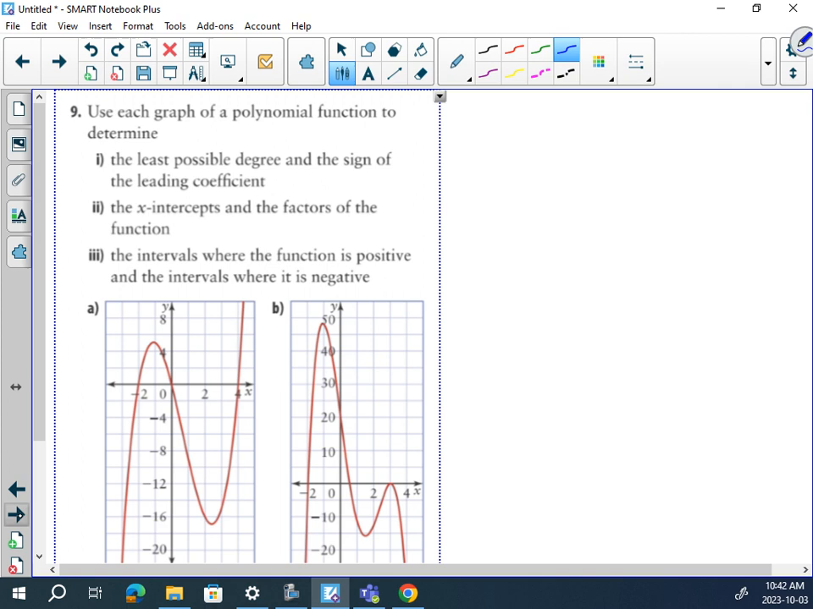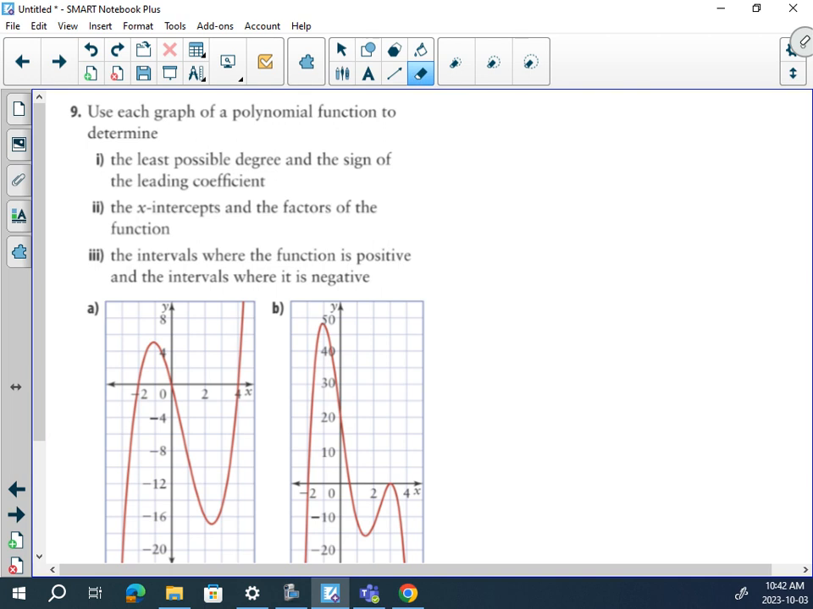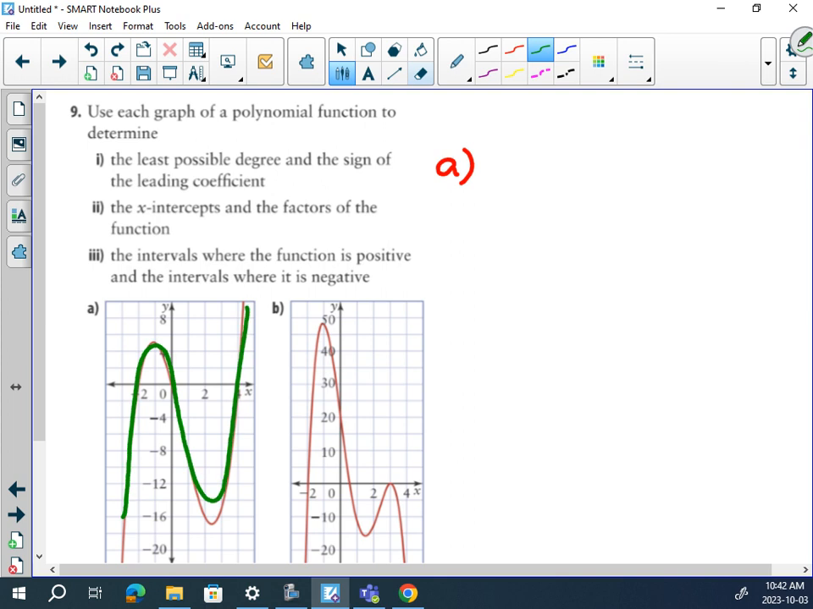Question 9 is somewhat similar. Use each graph of a polynomial function to determine the lowest degree, or the least possible degree, I should say, and the sign of the leading coefficient. So this is basically going the opposite way to what we just had. If we don't have the actual equations, what can we determine? And so we'll look at graph A here. Graph A goes 1, 2, 3 directions. So it's going to have a degree of at least 3. Again, could be a 5, could be a 7, could be a 9. It has to be an odd number, but 3 is the minimum, and the minimum is the one we're looking for.